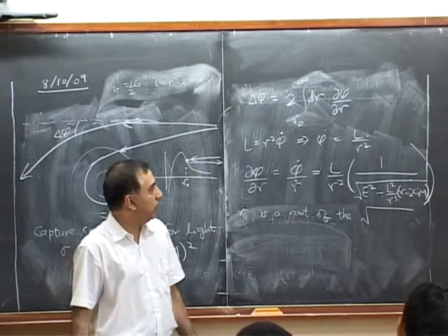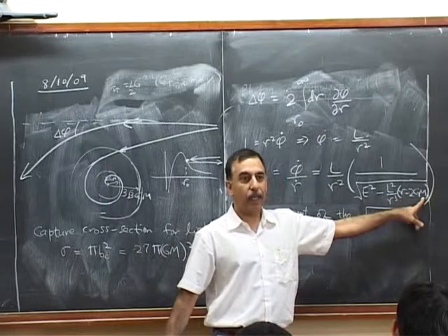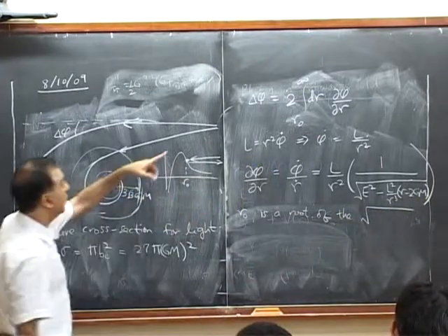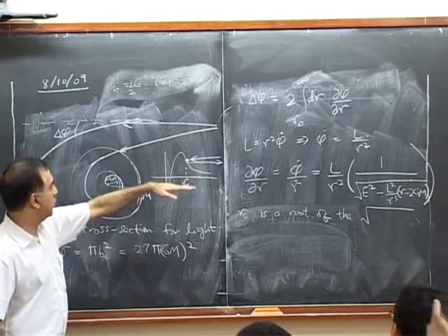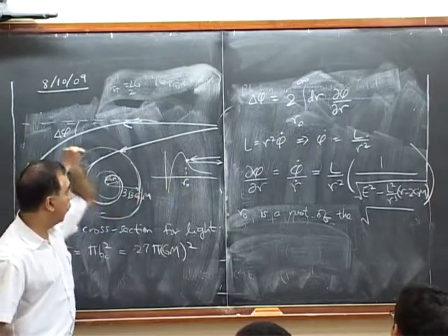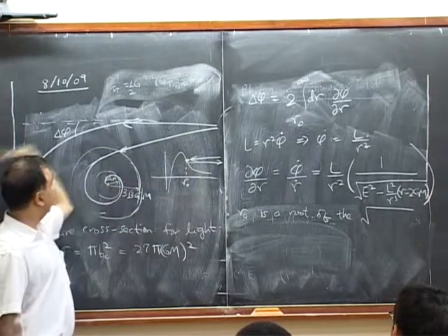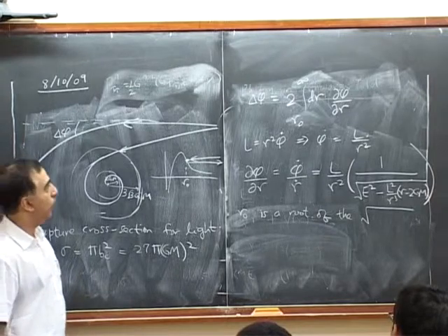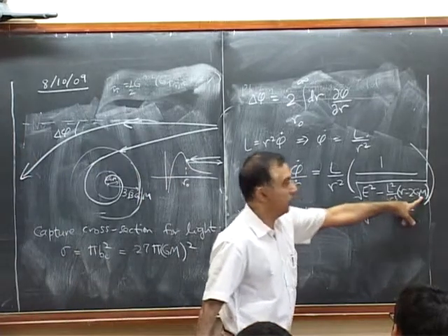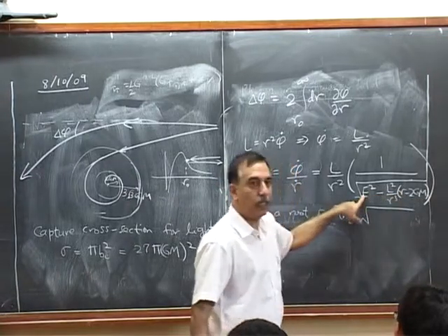But that's also easy because there will be some limit of the system where the mass is zero. In that case, the angle change that I get for phi should be pi, because the particle comes in, in this picture, from phi equals zero and goes up to phi equals pi. So I should find pi if I put m equals 0. That's an easy exercise. That will require one of the roots of this thing.